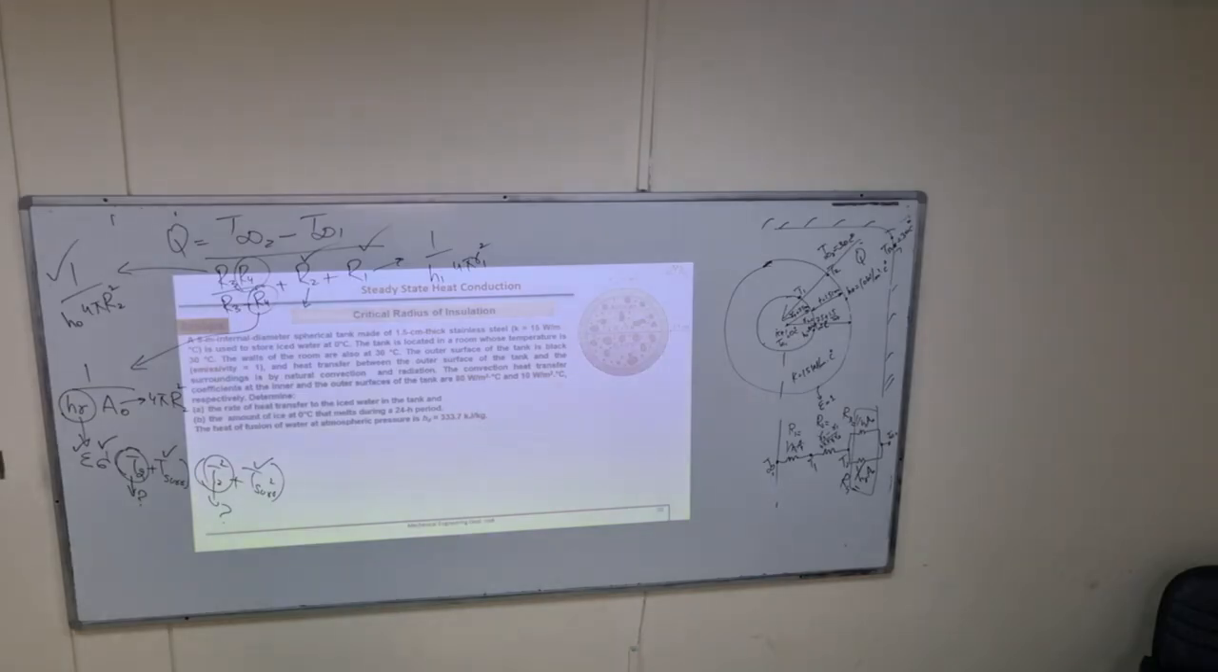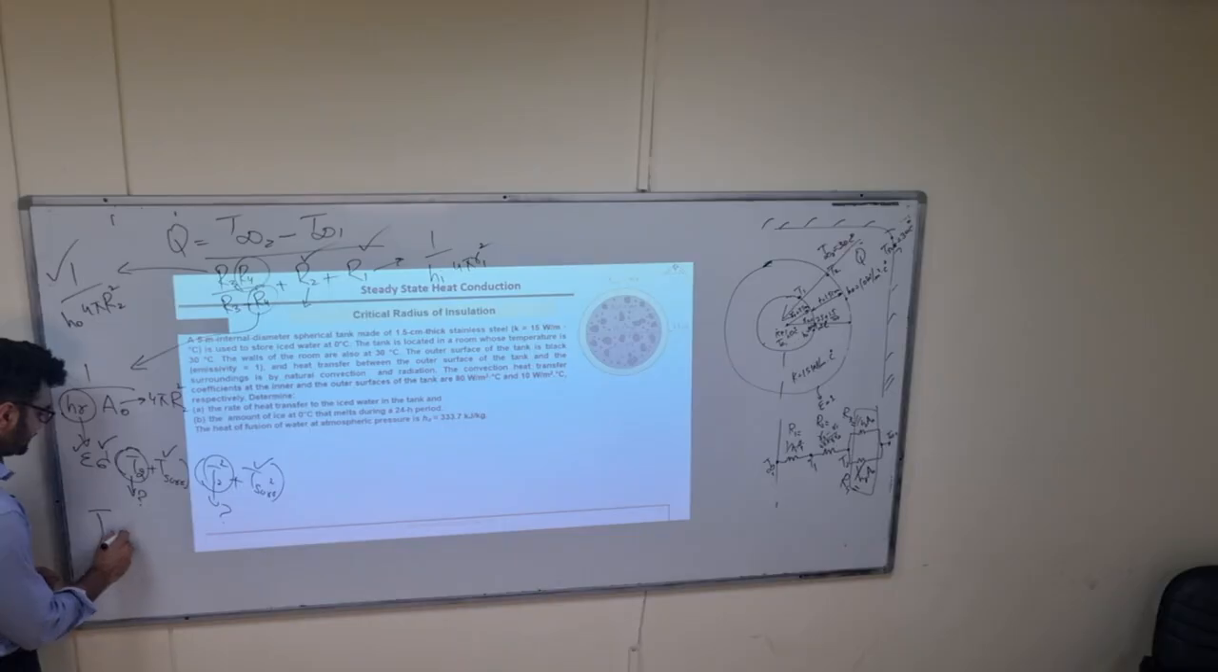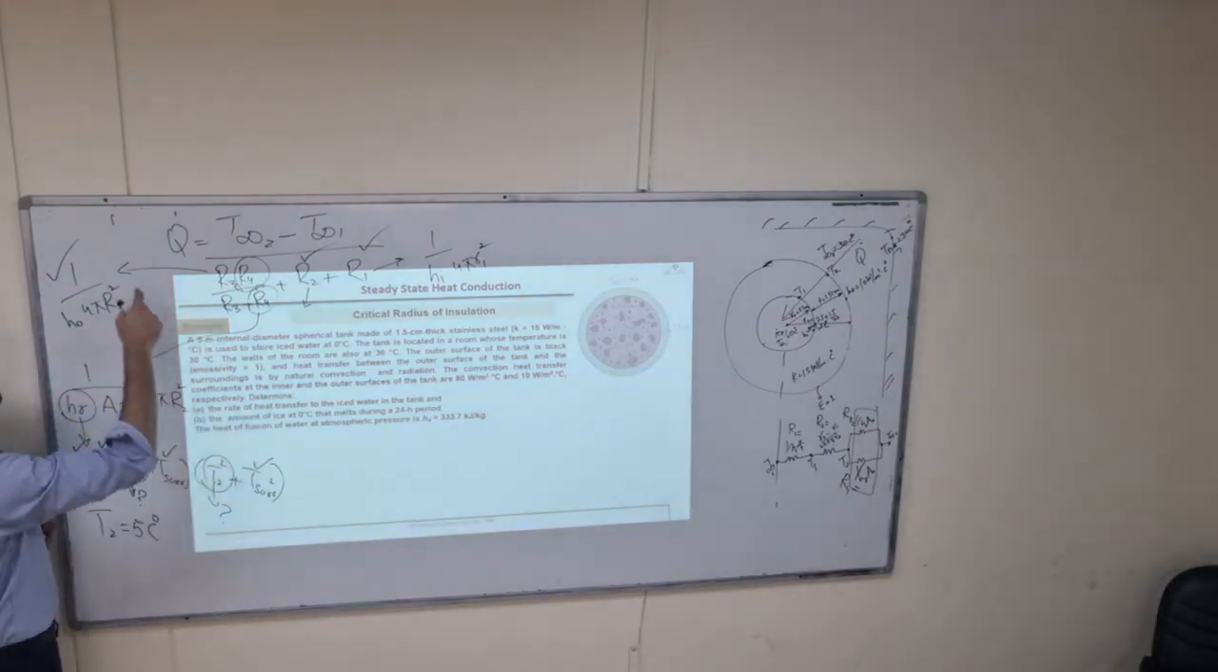But how high? Now you said initially 10. But I would say no, assume 5. It will feel more cold than 10. 10 is also okay, but then maybe you have to iterate again if the initial assumption is too different from the actual one. So you can assume T2 as 5 and solve it, find out Q dot.